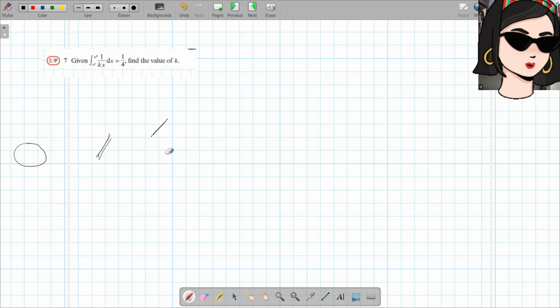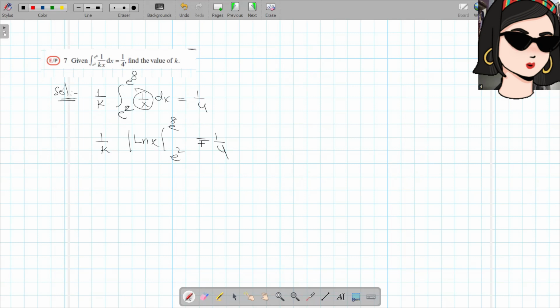One thing you need to keep in mind is that whenever you are attempting a question, you should attempt it systematically. That 1 over k is taken outside and we are left with the integral from e squared to e8 of 1 over x dx equal to 1 over 4. This is given. So when we integrate 1 over x, we will get log of x and we have to apply these limits. Now take k to the other side and 4 to the left side. So we can write 4 here and apply the limits.